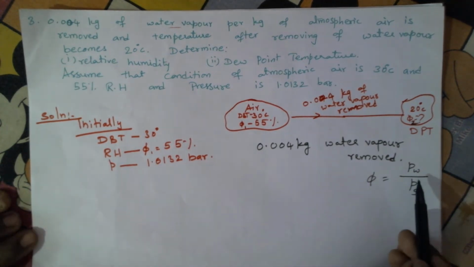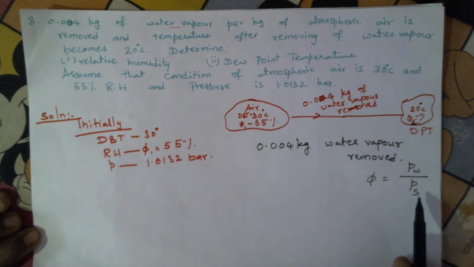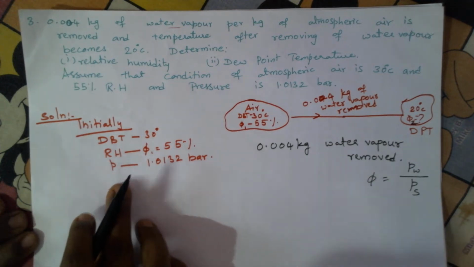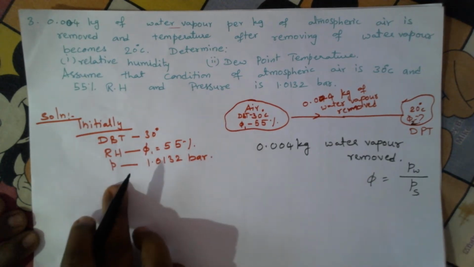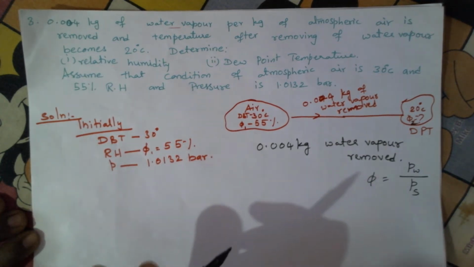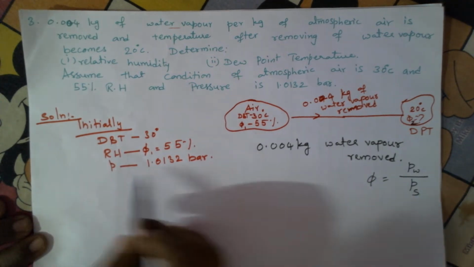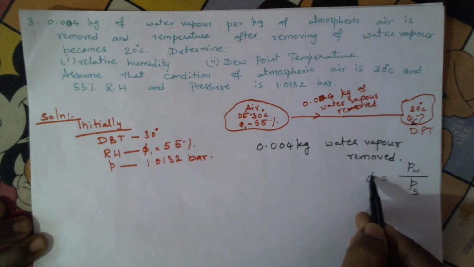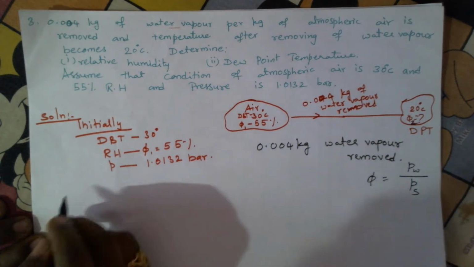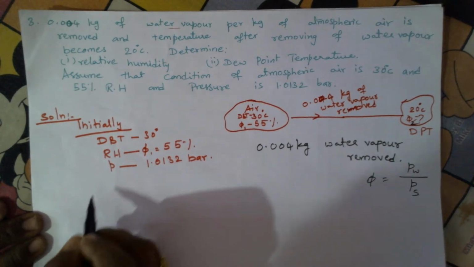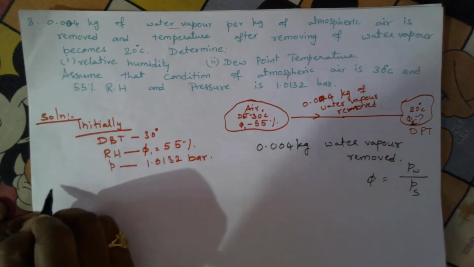Before we get the value of Pw, how to get it? It is not given here. Partial pressure of water vapor is not given here. So first let us see what is the specific humidity, because from specific humidity we will get the value of the partial pressure of water vapor. So from that we will get the second condition parameters. First let us calculate the partial pressure of water vapor from the relative humidity given here.